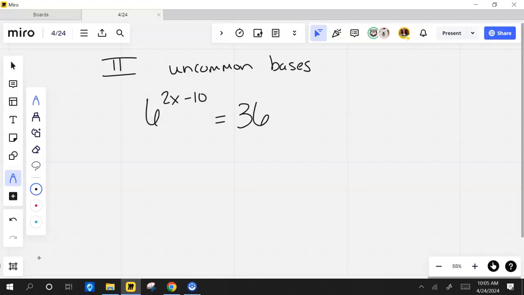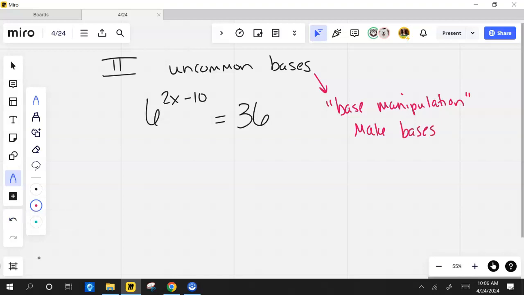All right, if the bases are not the same, I can't just drop the bases and set the exponents equal. What I have to do, I call this base manipulation. That's not a technical word, it's just what I call it. Manipulation means make the bases be the same.